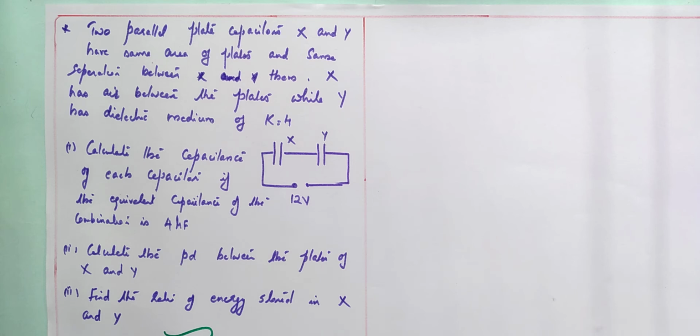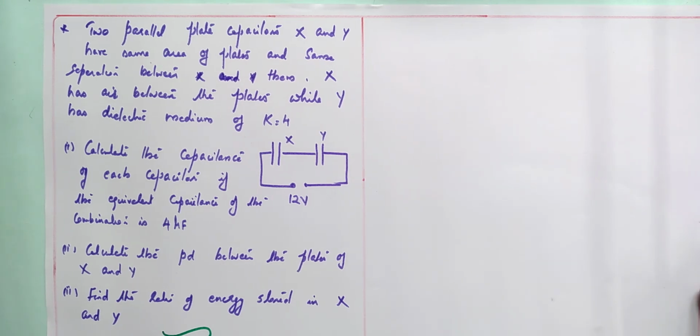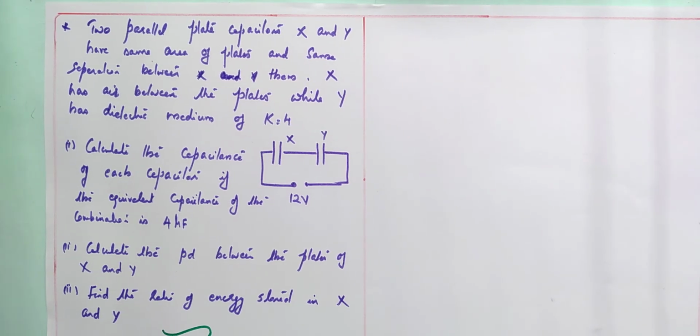Okay. Now next question. Two parallel plate capacitors X and Y have the same area of plates and the same separation between them. X has air between the plates while Y has a dielectric medium of K equal to 4. The circuit is given. Calculate the capacitance of each capacitor if the equivalent capacitance of the combination is 4 microfarad. Calculate the potential difference between the plates of X and Y. Find the ratio of energy stored in X and Y. That is the question. This is a board question.